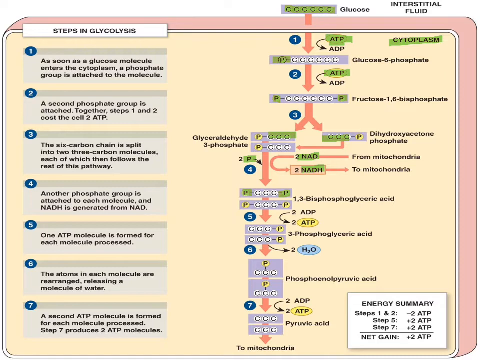So our fourth step here, we phosphorylated our 2 3-carbon chains, and in the process, we created 2 NADH. Step 5, we are going to break one of those phosphate bonds, so dephosphorylate, and that is going to create 2 ATP.